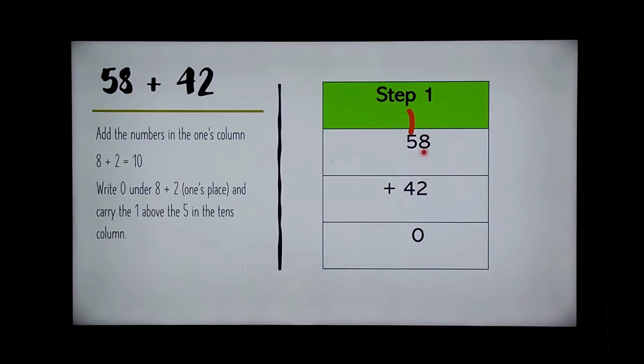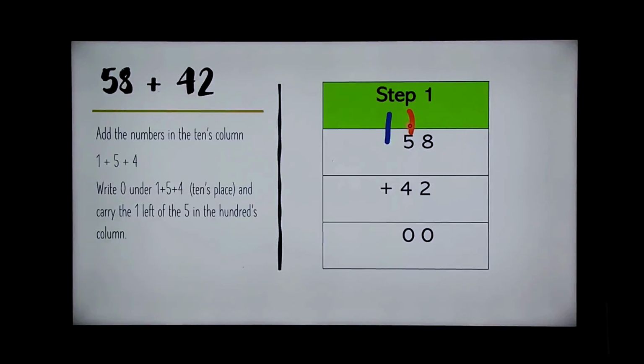So we add those both together, and we get 10. But remember, we can't have 2 digits in the ones place. So we carry the 1 from the 10 and place it on top of the tens place. And we're left with a 0 for the ones place.